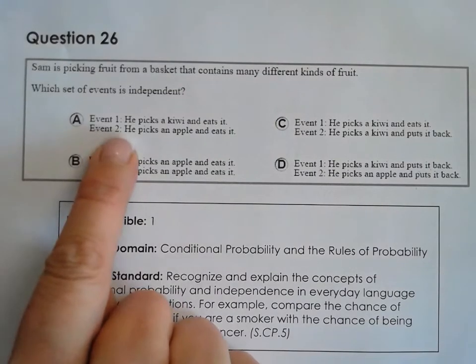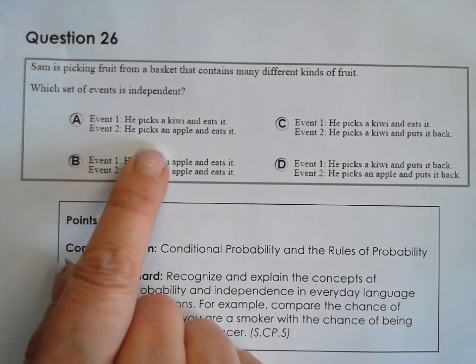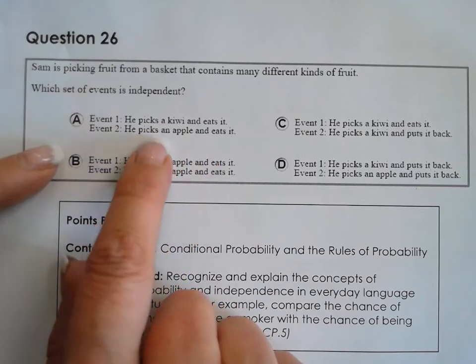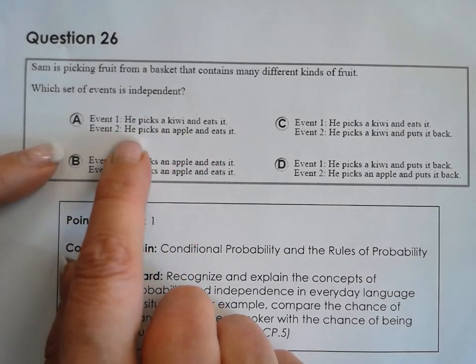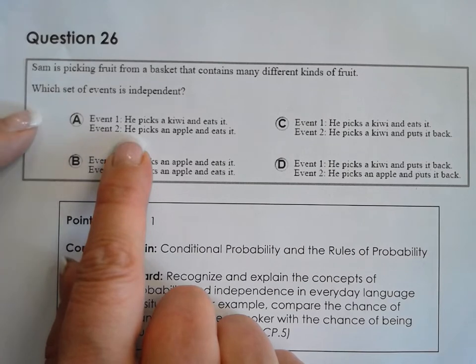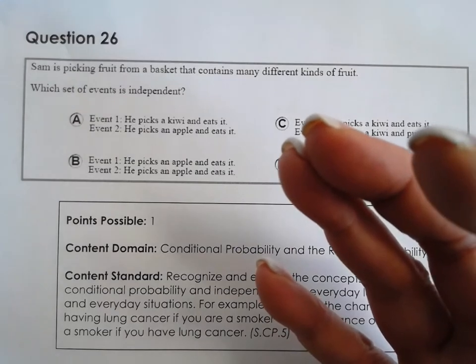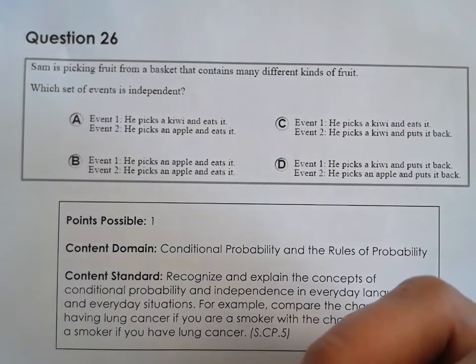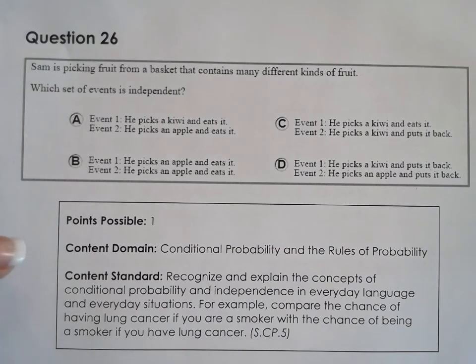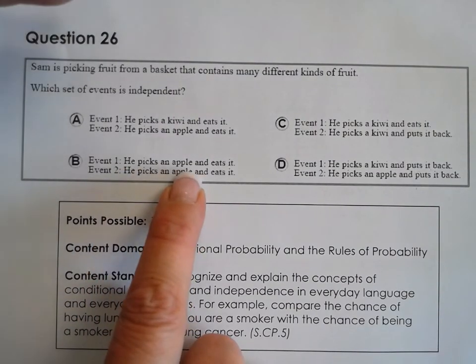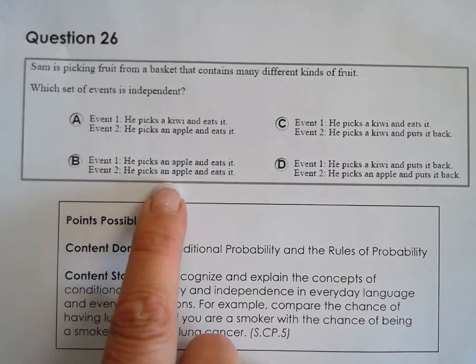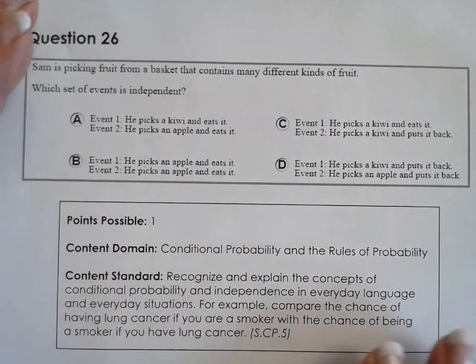Okay? So, event 1, he picks a kiwi and eats it. Event 2, he picks an apple and eats it. Is the probability of the second event going to change because he ate the first one? Yeah, because the number of fruit in the basket is going to change. It's going to be down 1. Right? Does that make sense? Okay, so I have a basket of apples. I take one out and eat it. Now, what's the probability I'm going to pick another apple? Well, I'm down 1 apple on the second one. So that's dependent too, right?